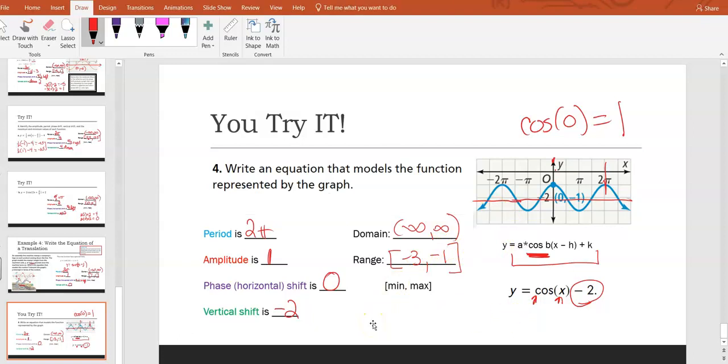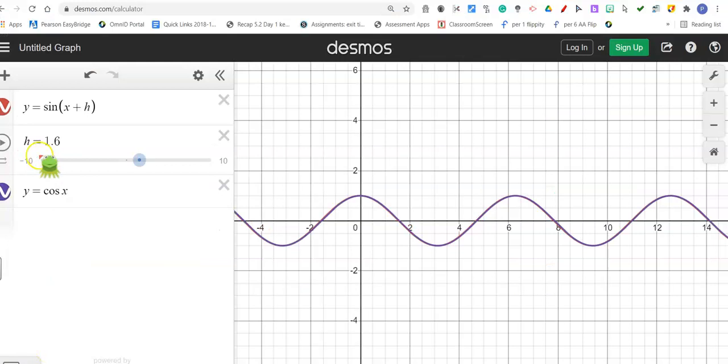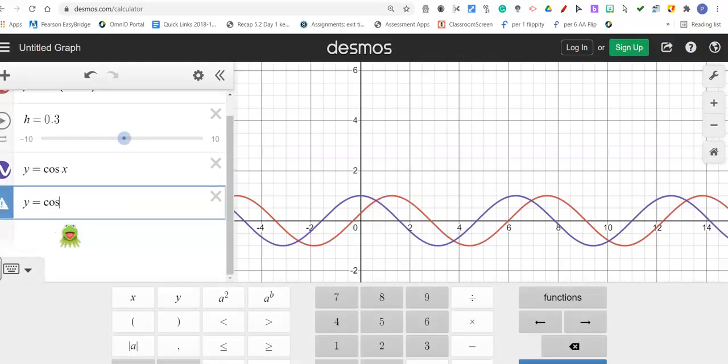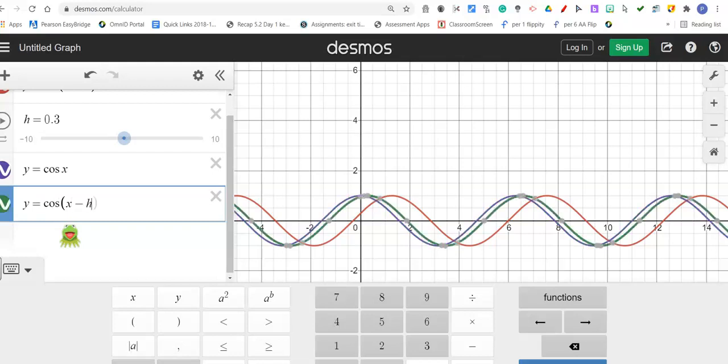So we've got a lot of different things going on here. Again, play around with it as much as you can. Try some things. If you want to be real creative, you could go over to Desmos and create some various phase shifts and get some really cool designs. You could actually type in y equals cosine, and maybe you just want to use the sliders.